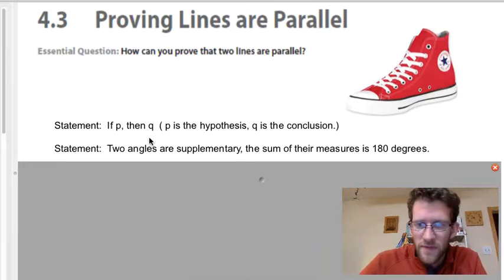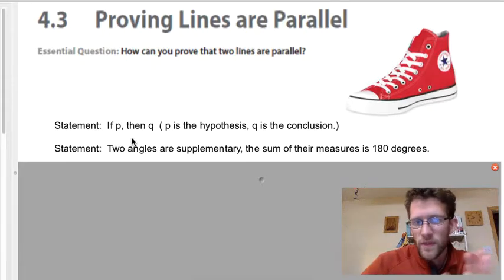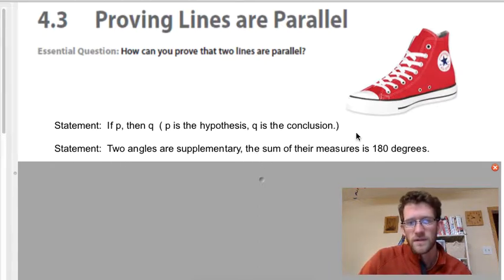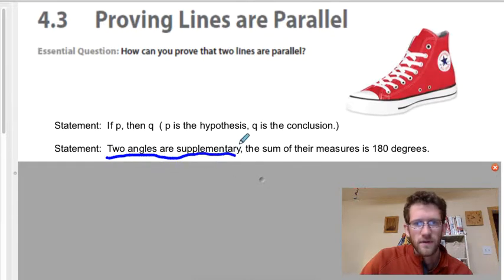in the form of if-then, right? So we say if something is true, then this other thing has to be true. So for example, if we say if two angles are supplementary, then the sum of their measures is 180 degrees. So we have an if part, and then we have a then part. I'll highlight the if here in blue, say. So this is the if, and that means this is the then.